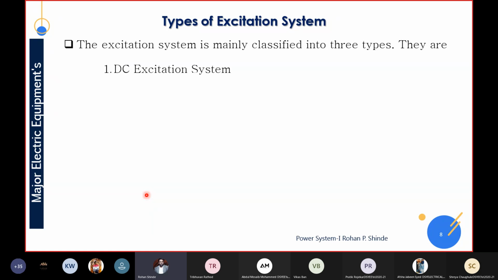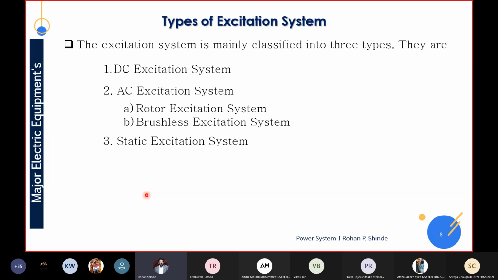Now we will see the types of excitation system. So the first type is the DC excitation system. I have already told you that. The second system is the AC excitation system. The third one is the static excitation system. But this AC is further subdivided into two types. First is the rotor excitation system, and second is the brushless excitation system.